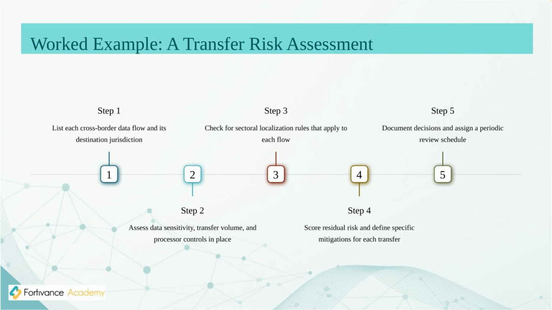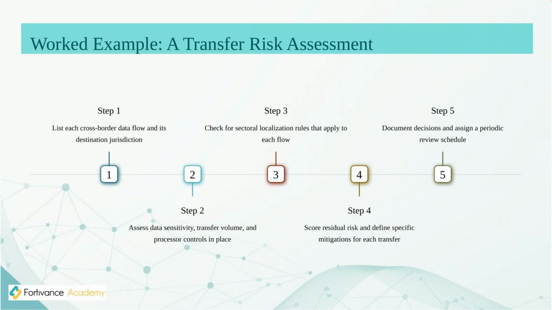Good. Now we can actually assess. For each flow, we ask a series of questions. Where exactly does this data go geographically? What kind of data is it and how sensitive? Is the destination one that's restricted or likely to be under the notified country approach? Do any sectoral or localization rules apply, for instance, to the payment data? Are there contractual safeguards in place with that processor?